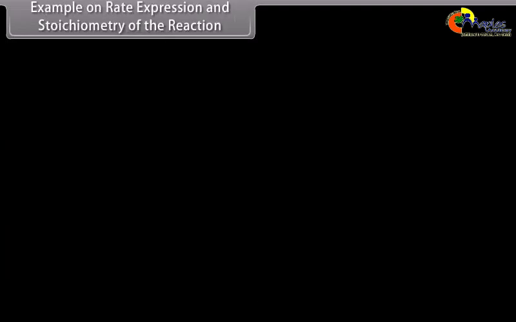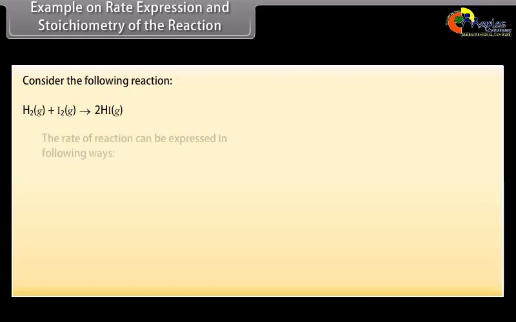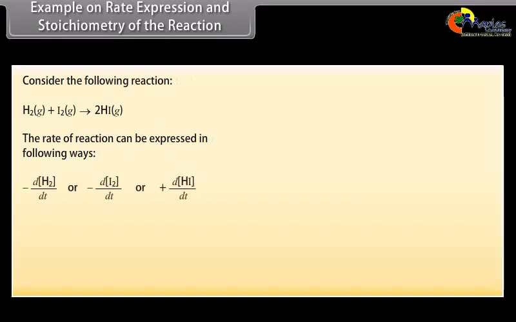Example on rate expression and stoichiometry of the reaction. Let us consider the following reaction: H2 plus I2 gives 2HI. The rate of reaction can be expressed in the following ways: minus d[H2]/dt, or minus d[I2]/dt, or plus d[HI]/dt.